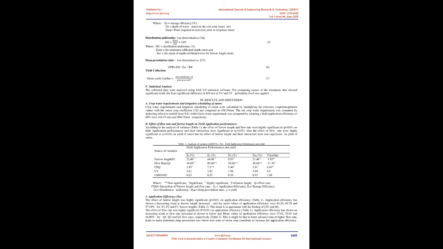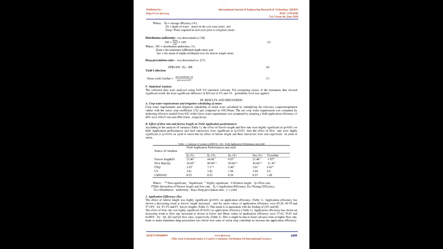3. Results and discussion. Crop water requirements and irrigation scheduling of onion. Crop water requirements of onion were calculated by multiplying the reference evapotranspiration values with the onion crop coefficient 12 and computed as 438.39 mm. The net crop water requirement was computed by deducting effective rainfall from ETc, while gross water requirement was computed by adopting a field application efficiency of 60%, and were 416.53 mm and 694.21 mm, respectively.